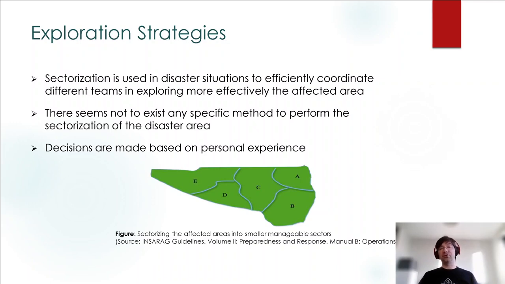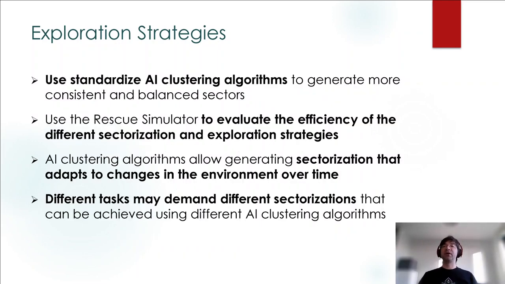But here there are two main problems. You may not have this experienced personnel in place to help you to sectorize, or different experiences may lead to different types of sectorizations. In order to solve this kind of problem, or at least support a more formal and homogeneous sectorization of these environments, we propose the use of standardized artificial intelligence algorithms that are able to generate more consistent and balanced sectors. And here, by consistent and balanced, we mean that in all those sectors, the same amount of effort will be put in by all the teams together.